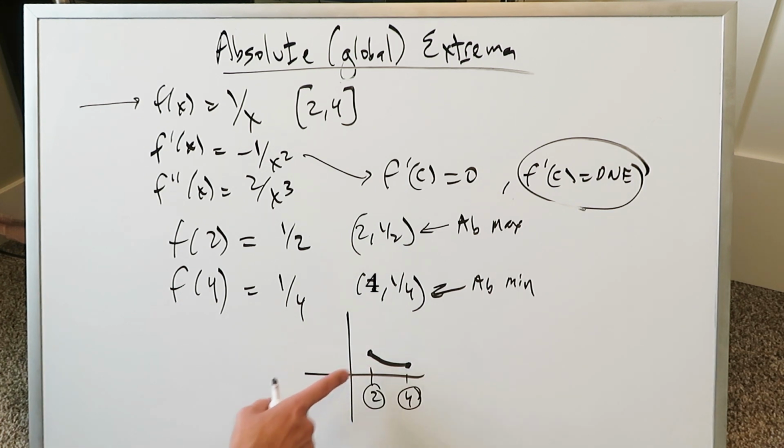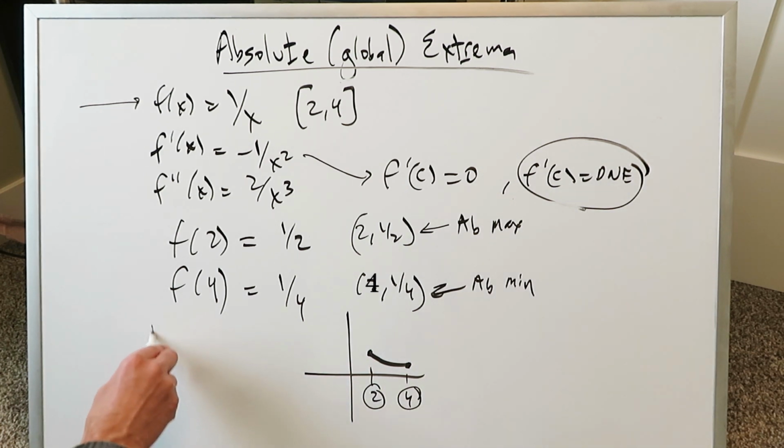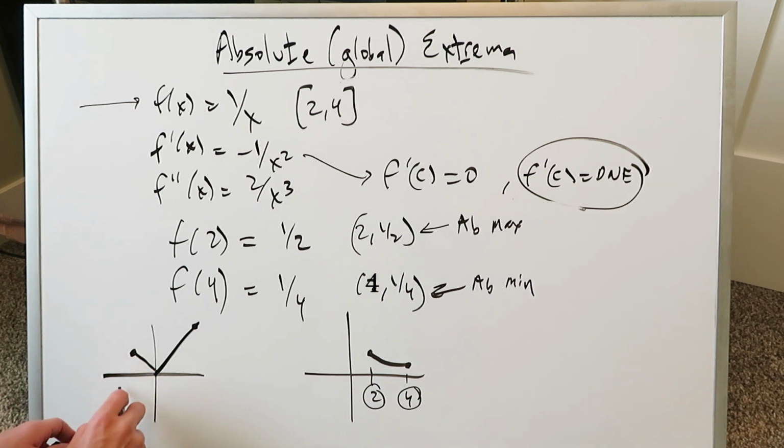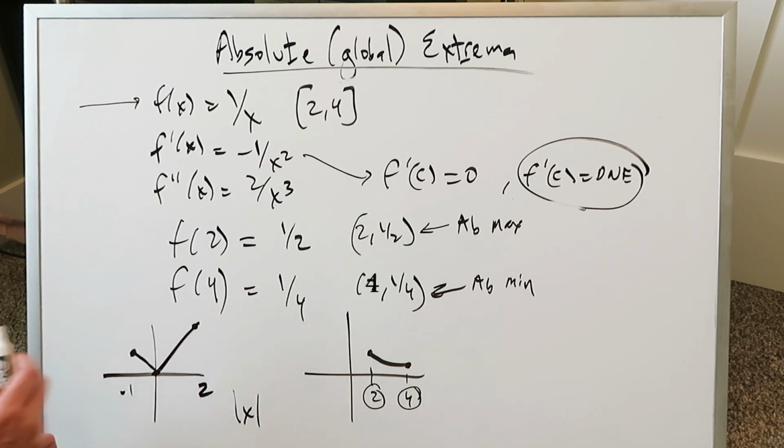And you very well can have situations like this. Consider this as a picture example only. You have an absolute value function which is like this. Let's just say this is minus 1 and this is up to 2. Absolute value of x. Here you have a value which will be your absolute minimum. Here you have a value which is your absolute maximum.